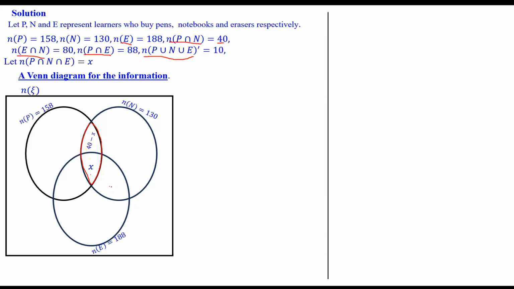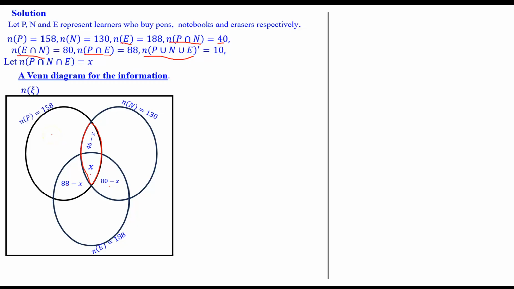When you come here, this is E intersection N only. But since we don't have E intersection N only, and we have E intersection N as 80, we shall use minus, and that will be 80 minus x. When you come to this part, it is for P intersection E only. When you come back to the scenario, P intersection E is 88. We don't have P intersection E only, so to make sure it remains 88, we shall use 88 minus x.